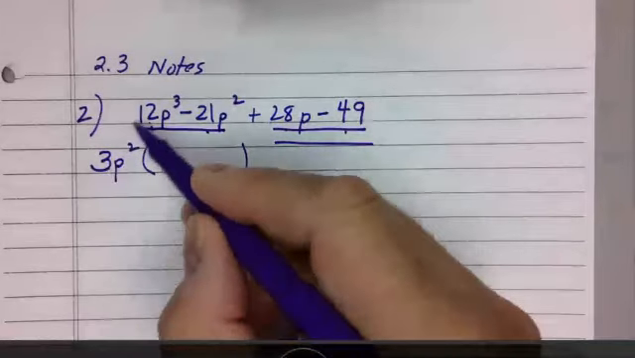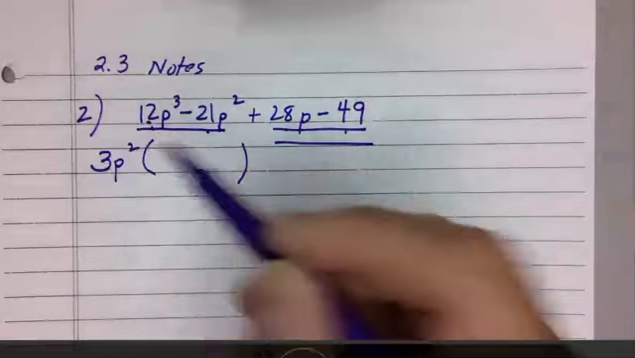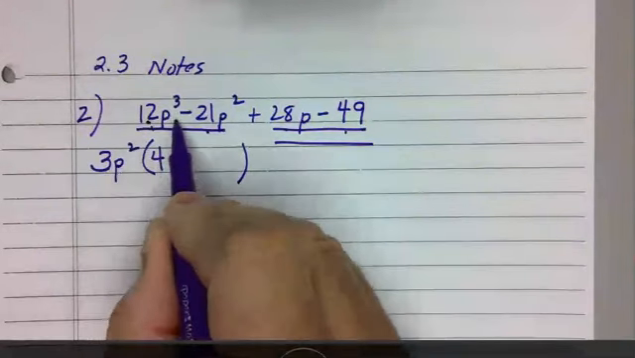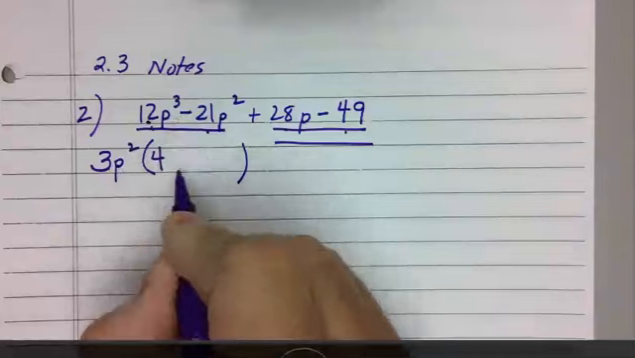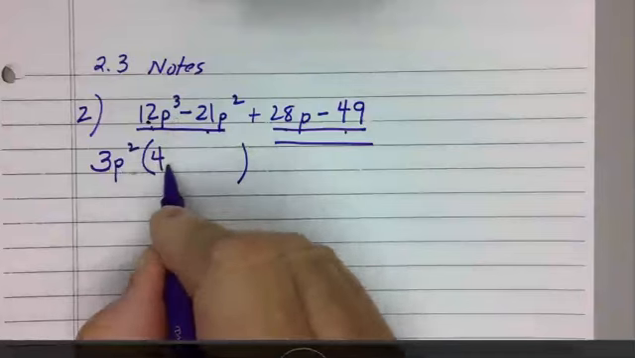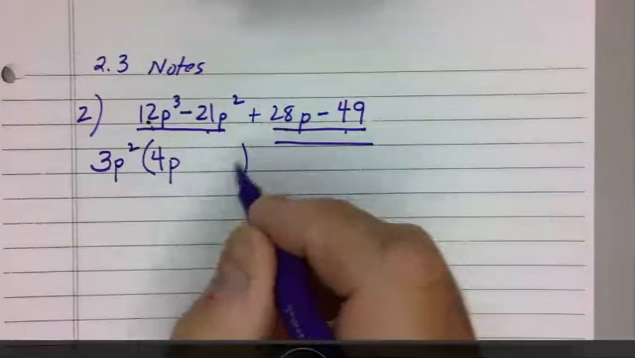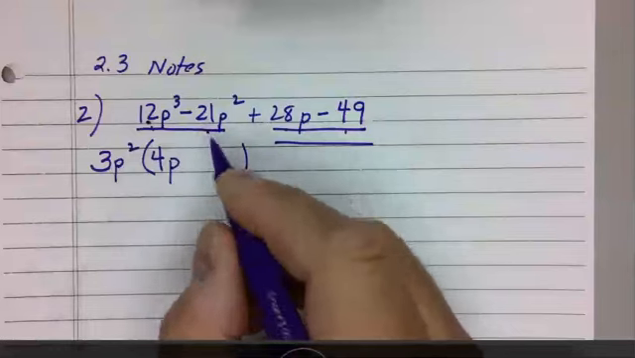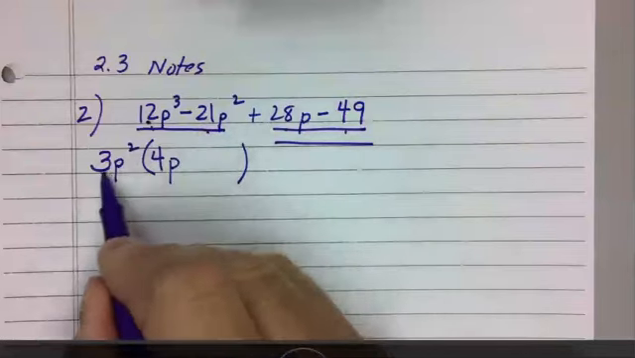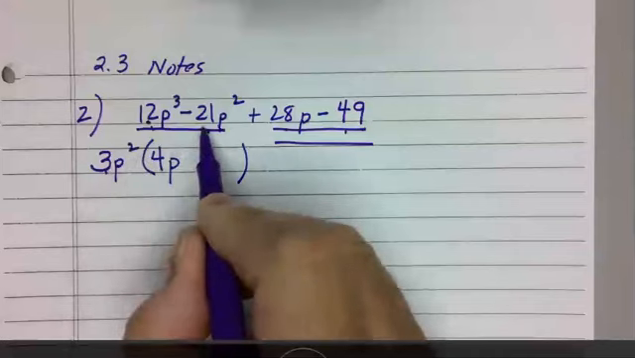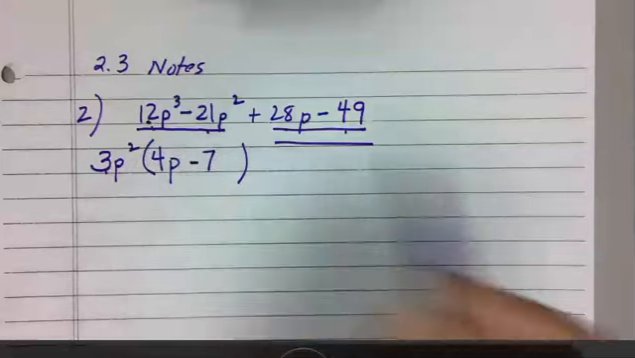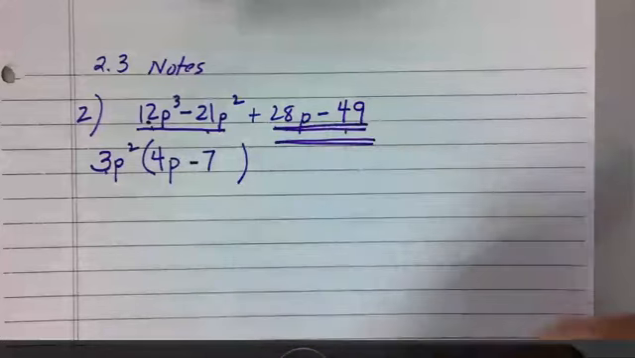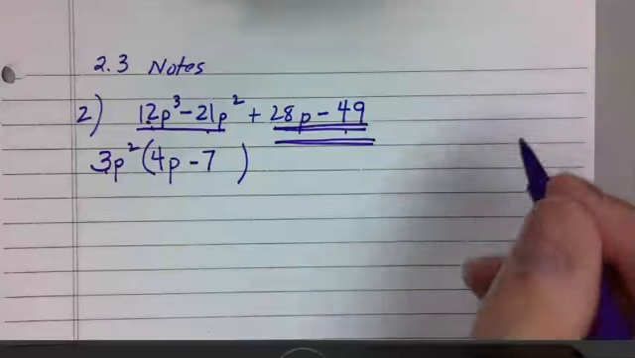What do we multiply times 3 to get 12? 4. And what do we multiply times p squared to get p cubed? Just p, correct? Because you add the exponents. Now, what do I multiply times 3 to get negative 21? Negative 7. Okay, so I've got that one factored, don't I? Now, looking at the second one, what's the GCF of 28p minus 49?